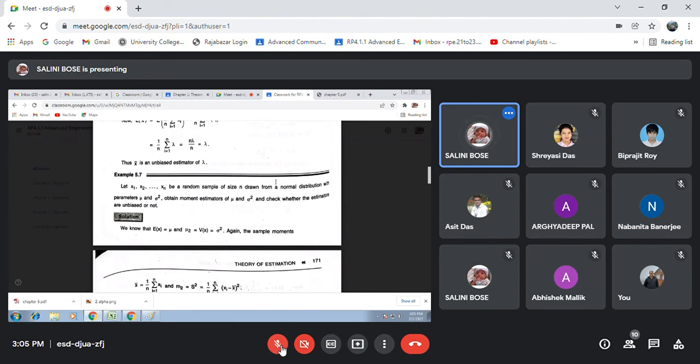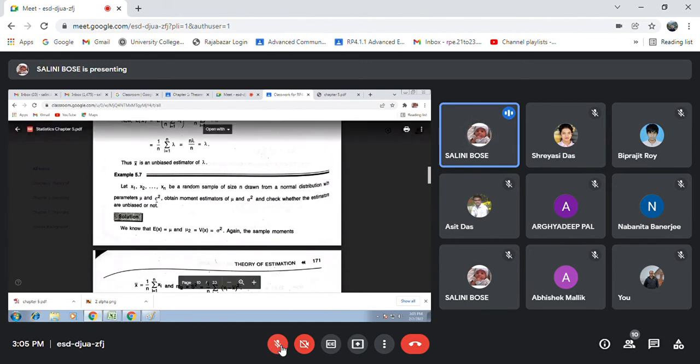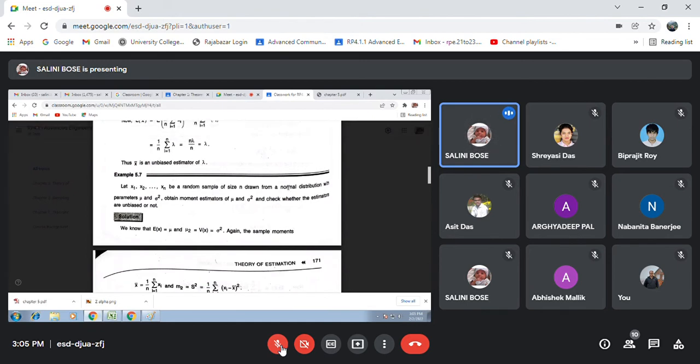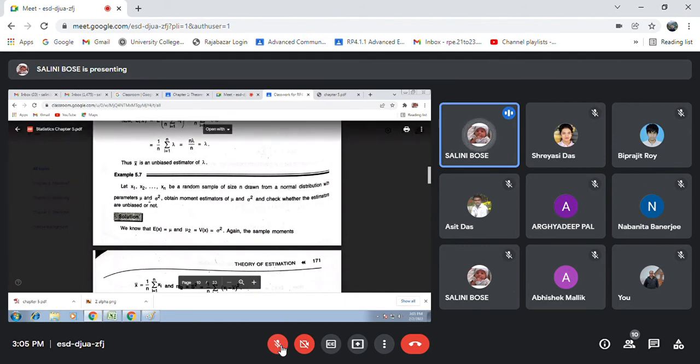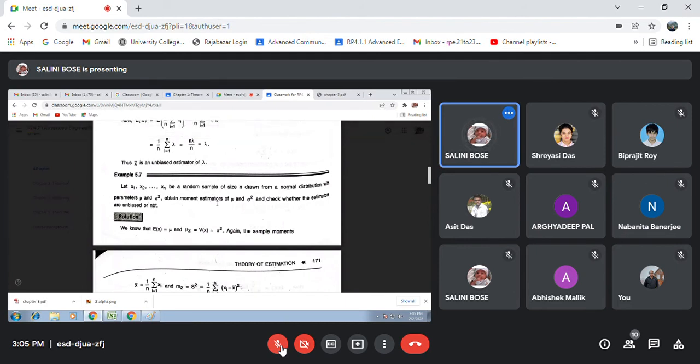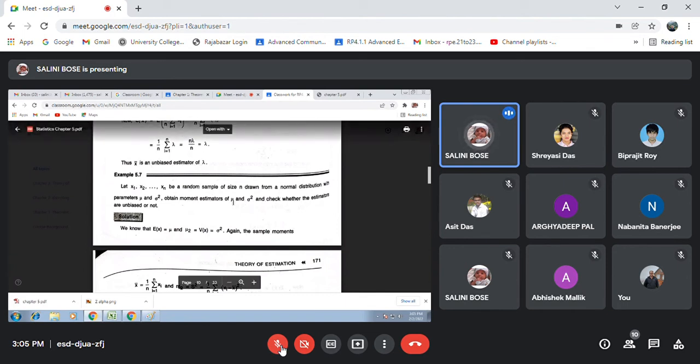Next question is for the normal distribution. The two parameters of the normal distribution are mu and sigma square, and the question is to obtain the moment estimator of mu and sigma square. So for both cases we have to find out. So what is the moment estimator of mu?